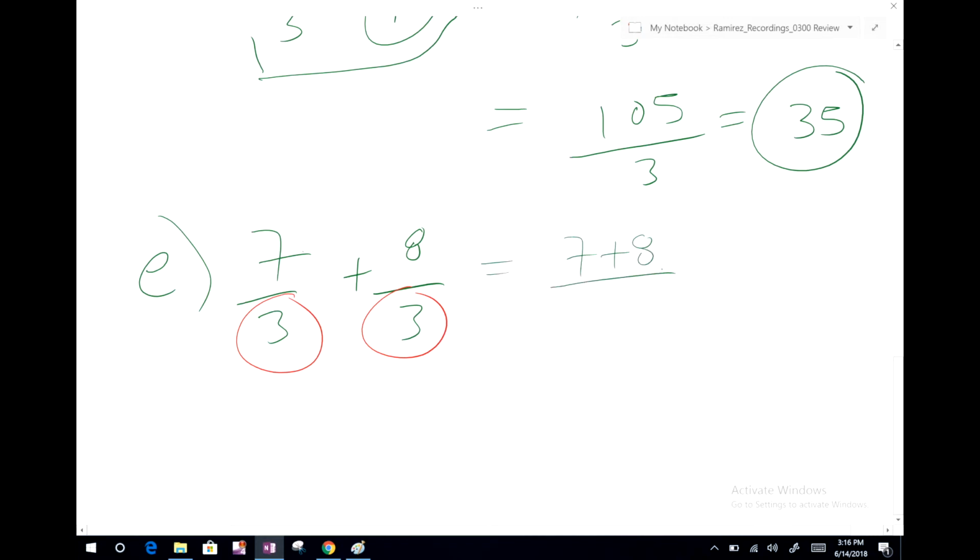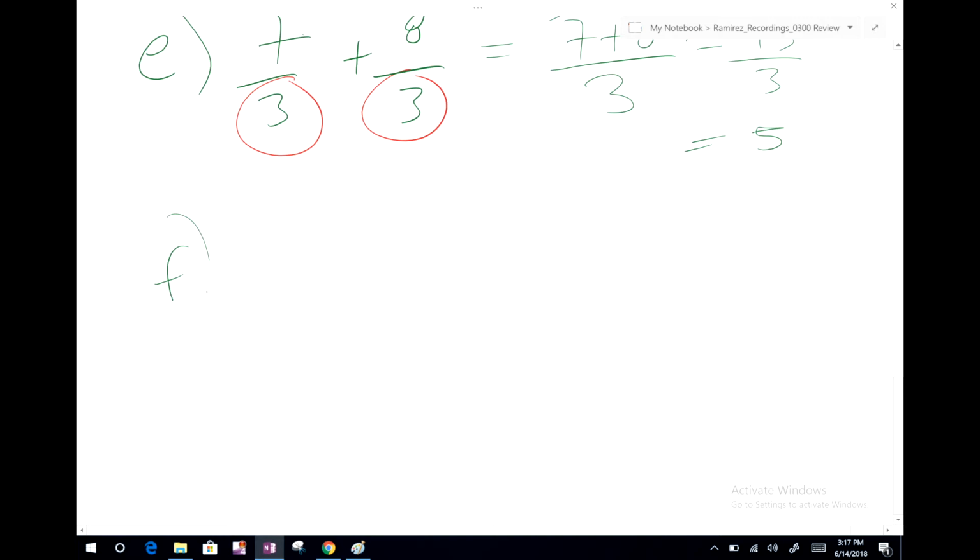Now, with multiplications, we multiplied across. We multiplied both denominators with each other. But with addition and subtraction, we leave the denominator alone. So 7 plus 8 over 3. This is what this problem now becomes. And that gives us 15 over 3, which is just 5.